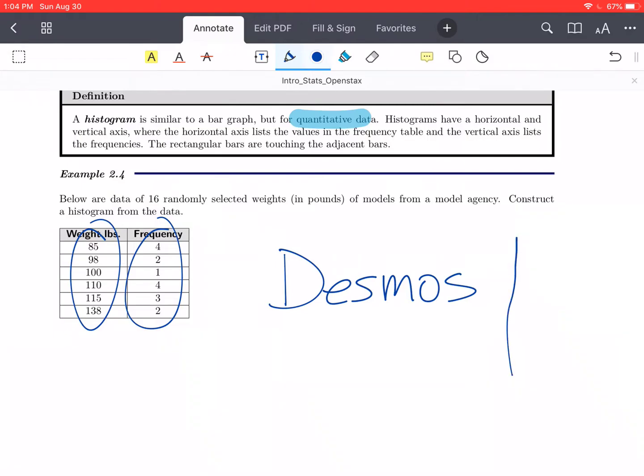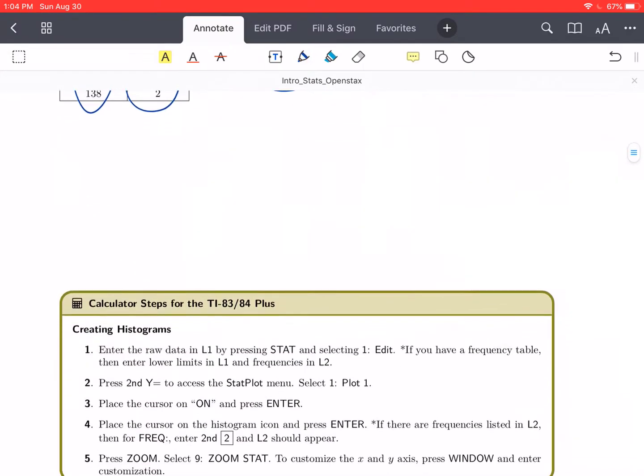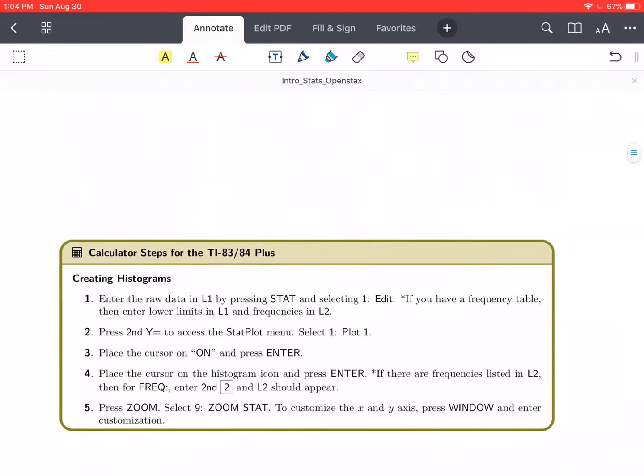So here's the calculator steps if you happen to use the TI-83/84.